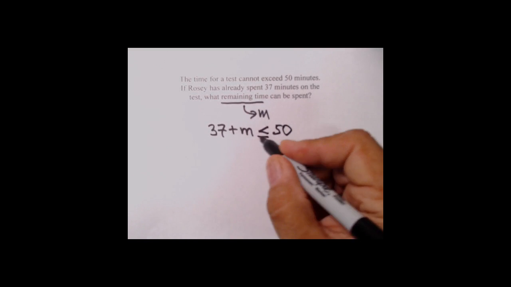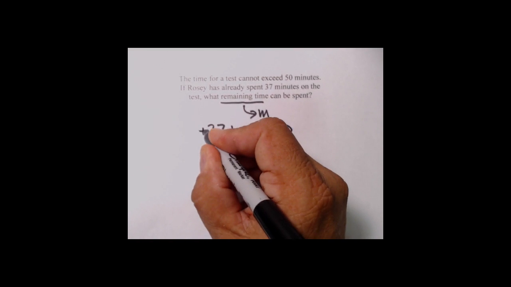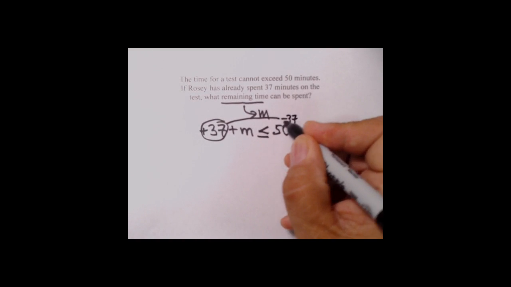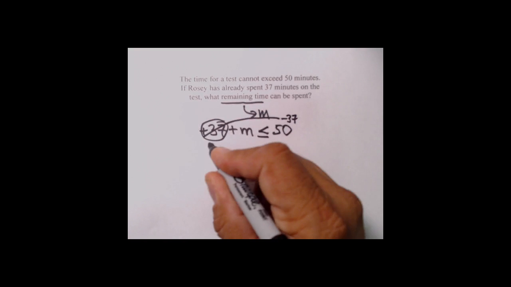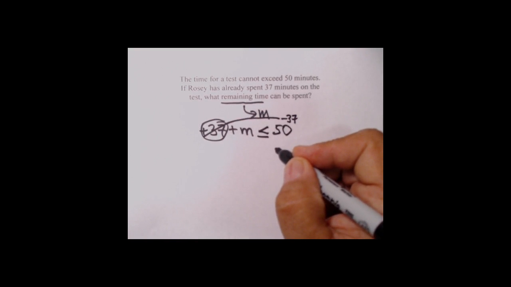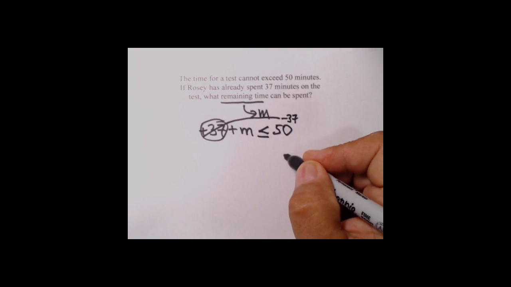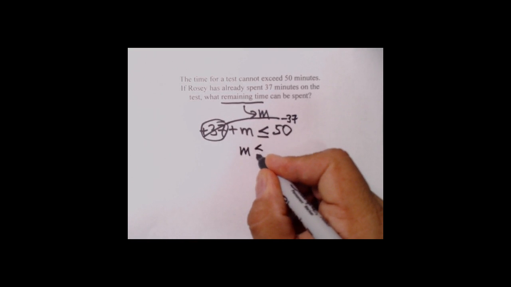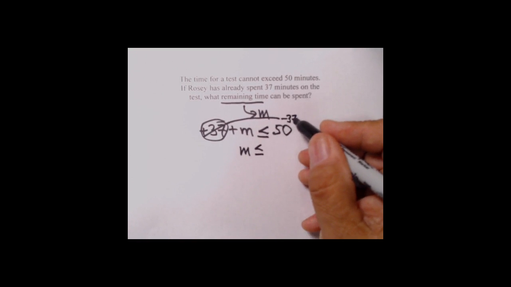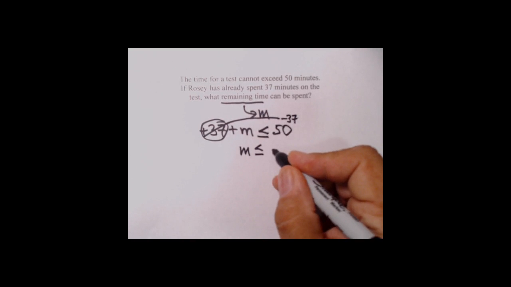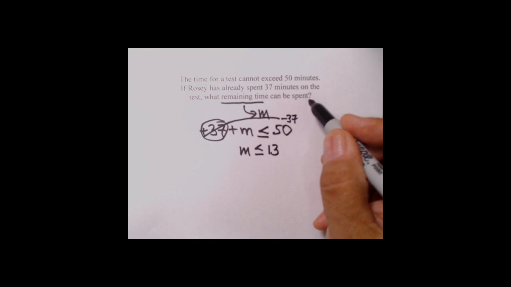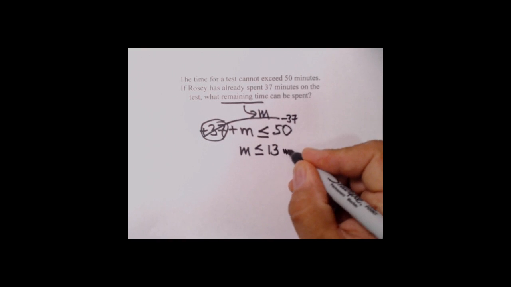Okay, well, once again, we've got the initial inequality set up. Now let's go ahead and jump the plus 37 over to this side. There it goes. Now again, when you add and subtract things, you don't have to flip the inequality. Only if you multiply or divide by something negative. So we don't need to flip it here. M is going to be less than or equal to, well, 50 minus 37 looks to me like that's 13 left. So how much remaining time can be spent on the test? 13, and of course you better label it here, minutes.